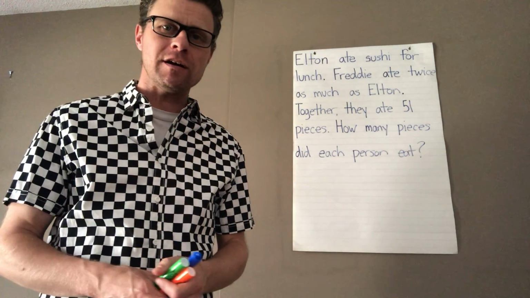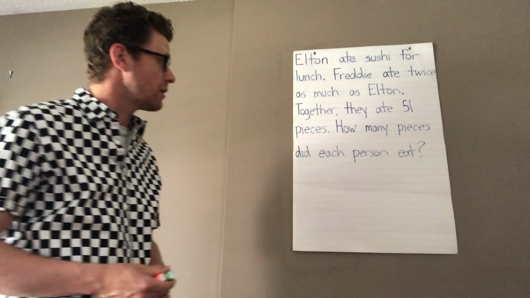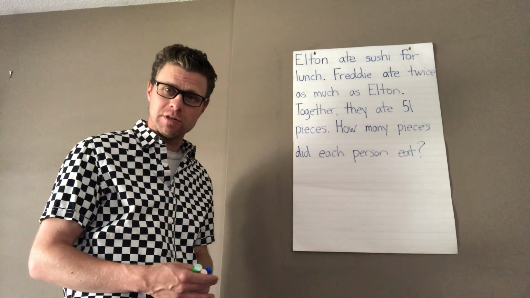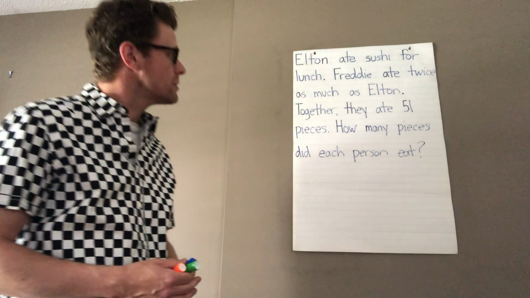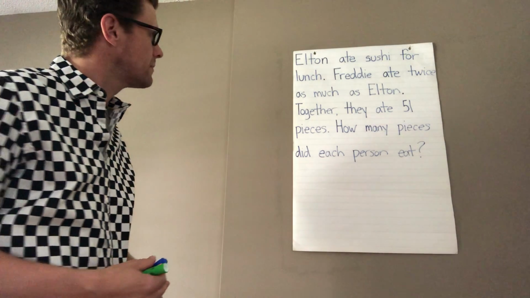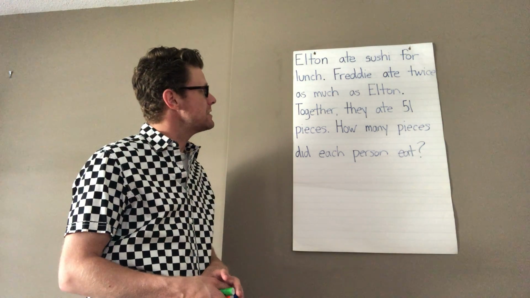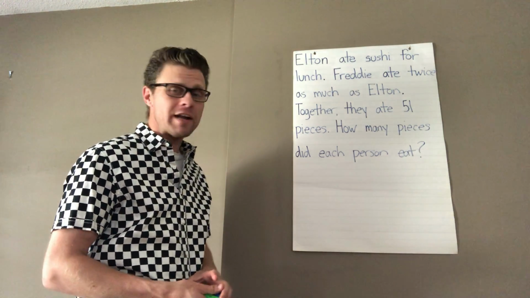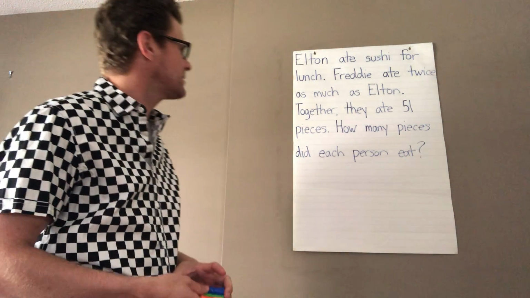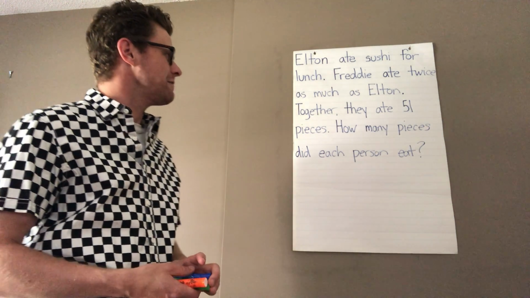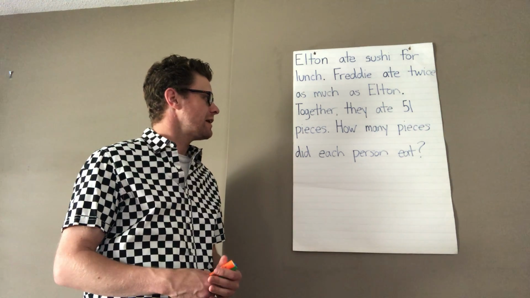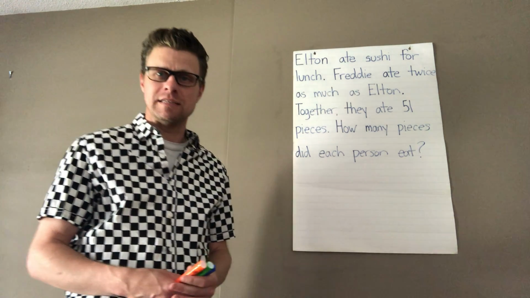We are moving on to solving word problems using algebra. So today's word problem is: Elton ate sushi for lunch. Freddie ate twice as much as Elton. Together, they ate 51 pieces. How many pieces did each person eat?